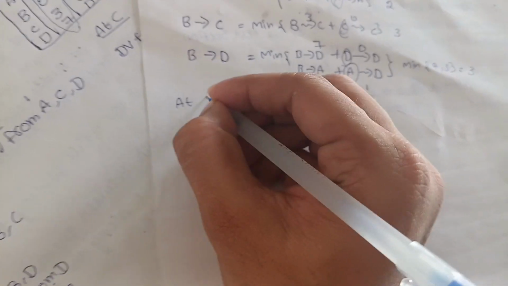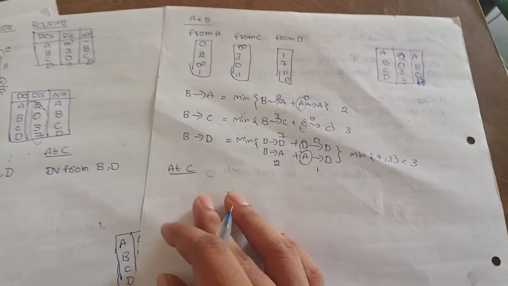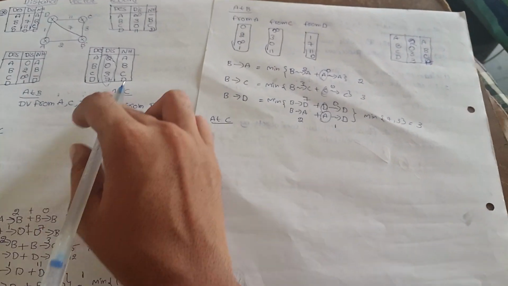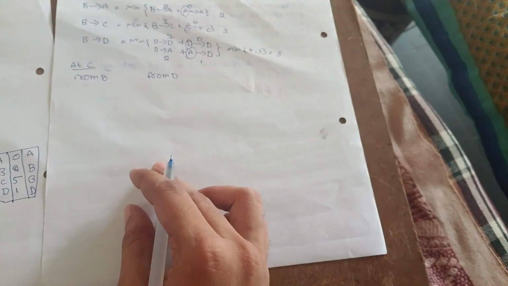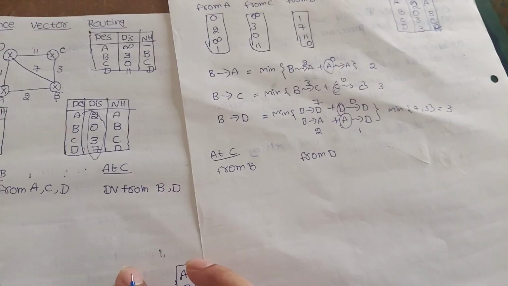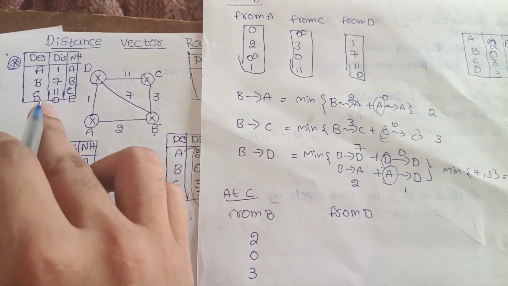Next at C. Now we want to find at C. At C we have B and D. So from B, from D, here we check that B distance is 2037. Write this right here, 2037. And from D distance is 1710.